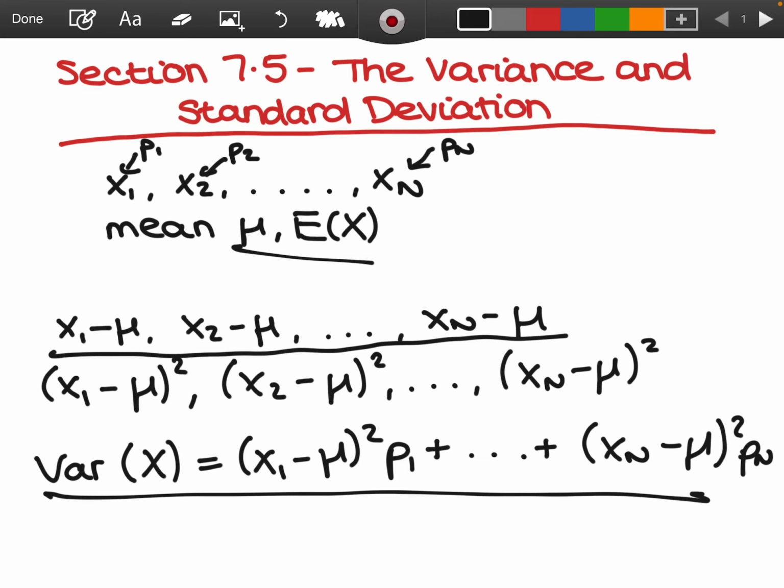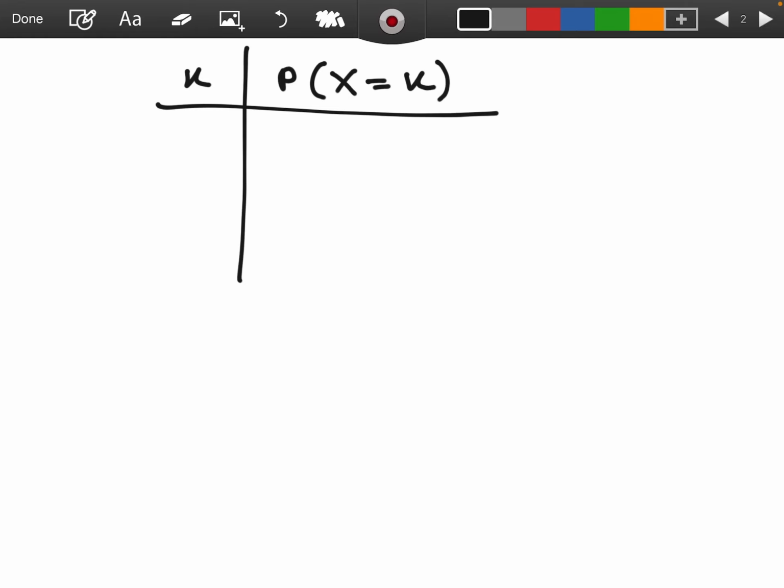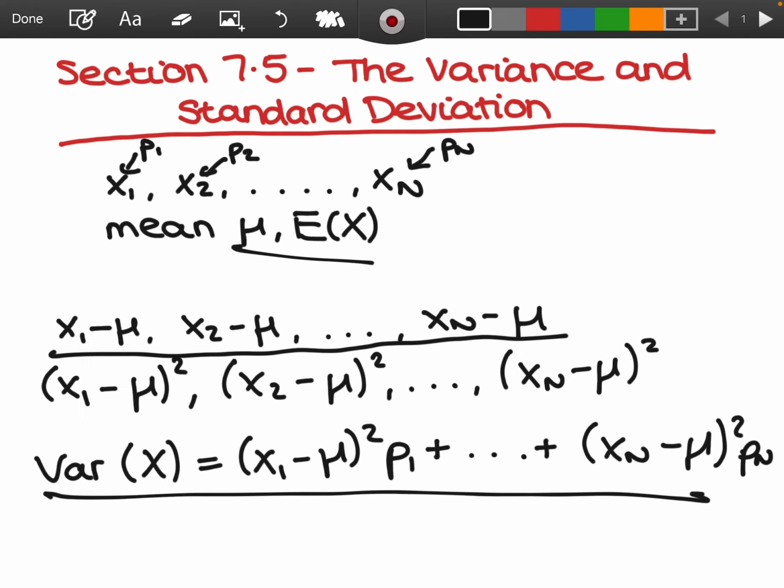So in the case when you are given values k, I'll do this quickly in a table, you're given your different outcomes k, and you're given the probability that the random variable is equal to each of the outcomes. When you're given a table like that, this is how I want you to calculate the variance. All it basically is a measurement of the spread of data. The larger the variance, the more spread out your data is from the mean. The smaller the variance, the closer your data points are to the mean. That's all the variance actually is.